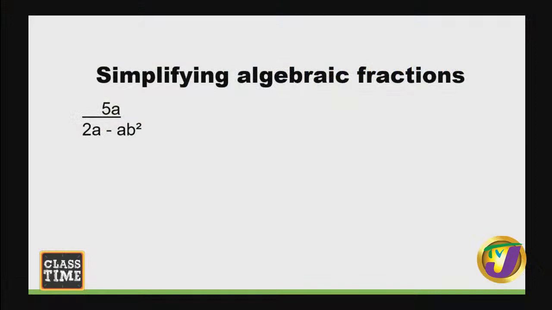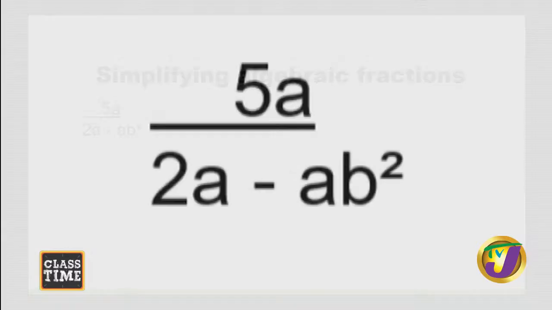And as said before, an algebraic fraction looks like a regular fraction. It has a numerator and a denominator. However, in this one, you will have algebraic terms or what we call expressions, either in the numerator or the denominator, or even both, like this instance. So the algebraic fraction we have here is 5a all over 2a subtract ab squared.